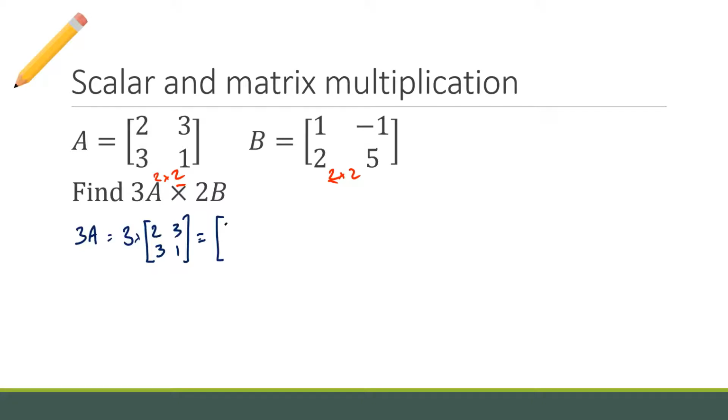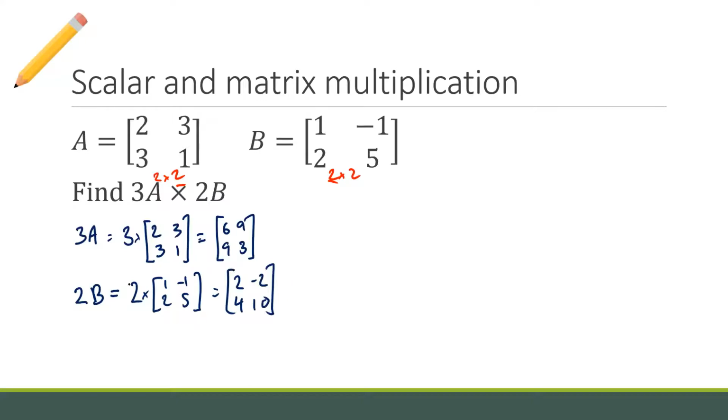That's going to give us 6, because 3 times 2 is 6, 3 times 3 is 9, 3 times 3 is 9, 3. And then we're going to work out 2B. Now 2B happens to be 2 times 1, negative 1, 2, 5, which is going to be 2, negative 2, 4, 10, just by multiplying each of these by 2.